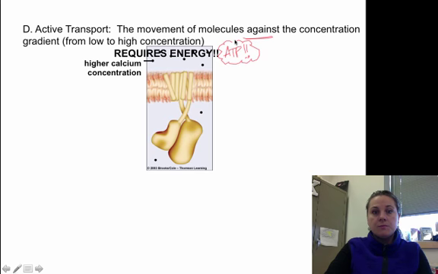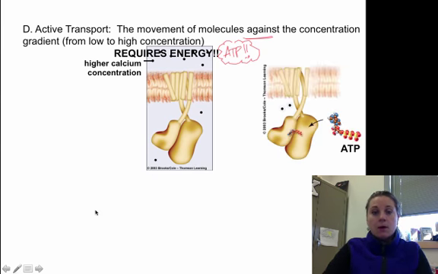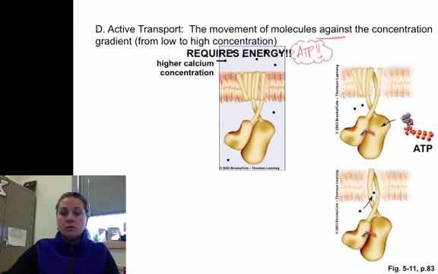Here's what happens. Here I have a sequence where I have higher calcium concentration outside. Notice I have a bunch of dots here, and I have only a couple dots there. However, I'm going to use some ATP. Normally, diffusion is going to take these calcium ions and move them across. Well, I'm going to use a little bit of ATP to bind to this transport protein. This is where proteins in our cell membrane come into play. I'm going to use those.